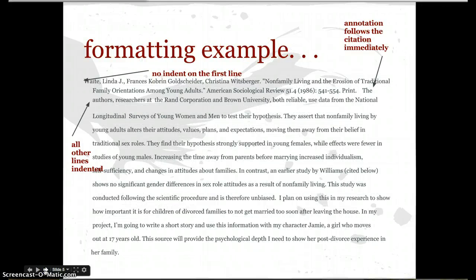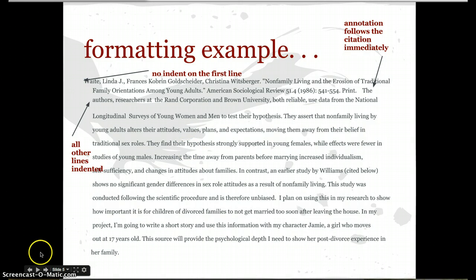So here's the example. The spacing got a little messed up, so I apologize. It's supposed to be just double spaced. This line right here indicates, if you can see, there's no indent on the first line. This is all the way in the left margin, whereas all subsequent lines are indented, so it looks as though this whole entry is just hanging off this first line. And then up here, the annotation follows the citation immediately. So once I finish my citation, I immediately start talking about, and in this case, I identified my source right away.